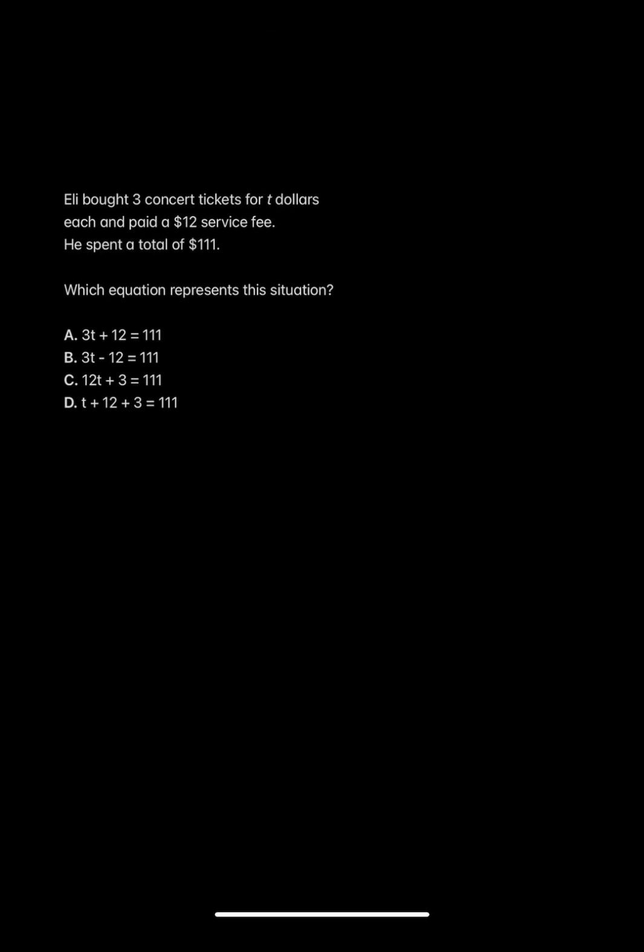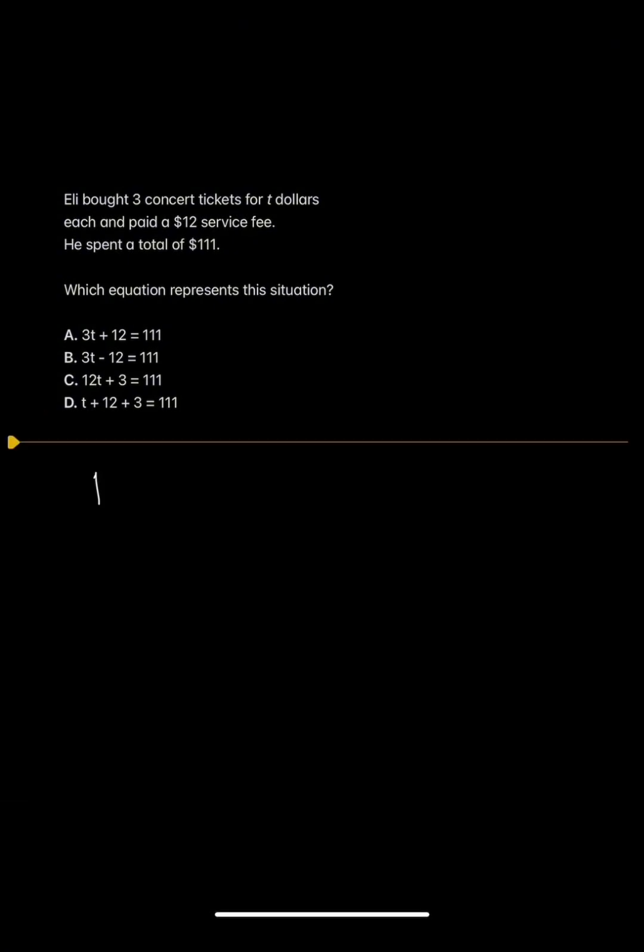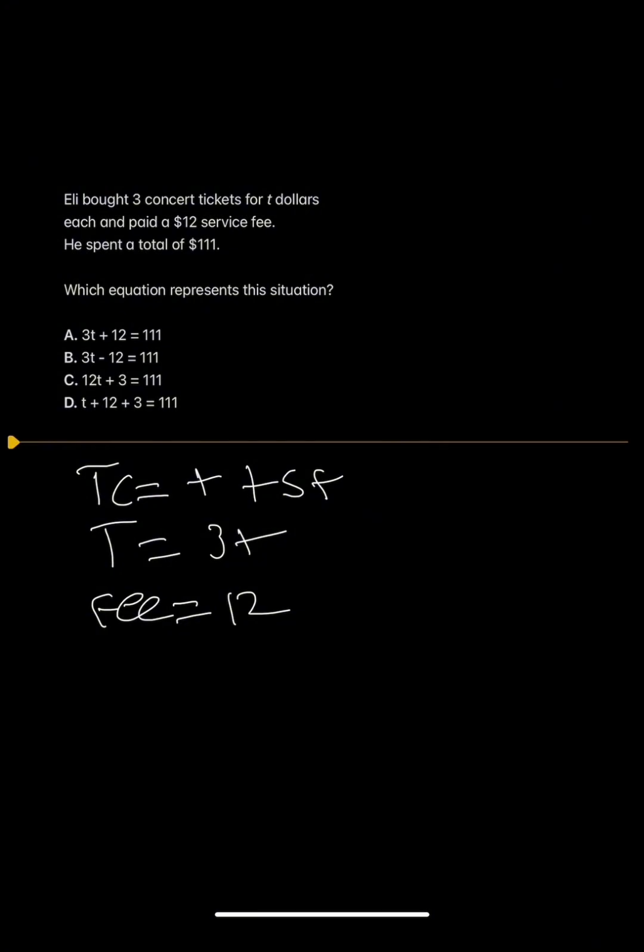So some things we want to keep in mind are some of our variables. For example, our total cost, which we could say is TC, would be equal to tickets plus the service fee. So let's just say T plus service fee. And then tickets, again, are T, and we could say that's equal to 3T. And then we have our fee, which would be equal to $12. And then this would actually end up giving us an equation of 3T plus 12 equals 111, which would give us an answer choice of A.